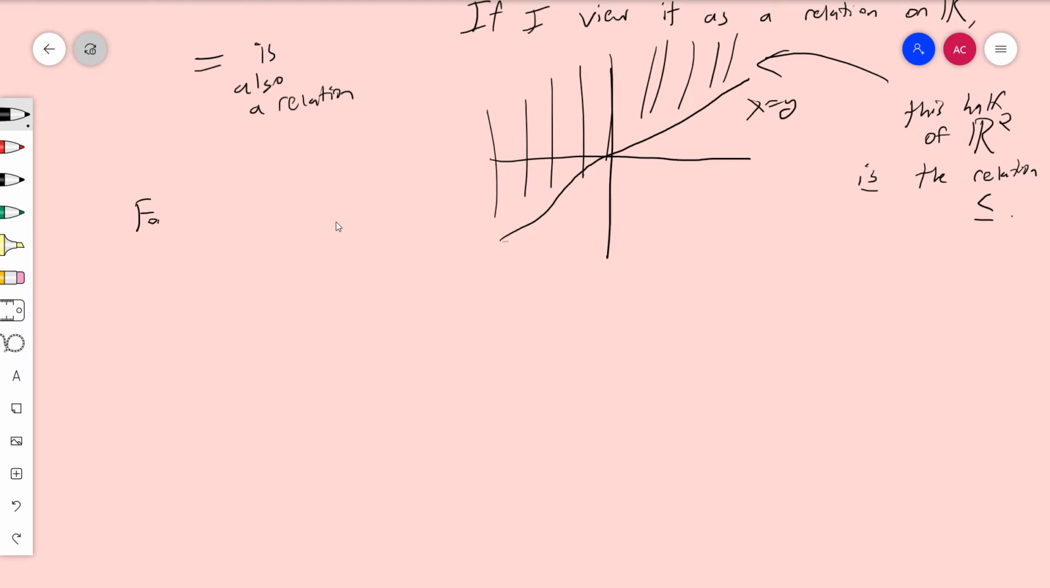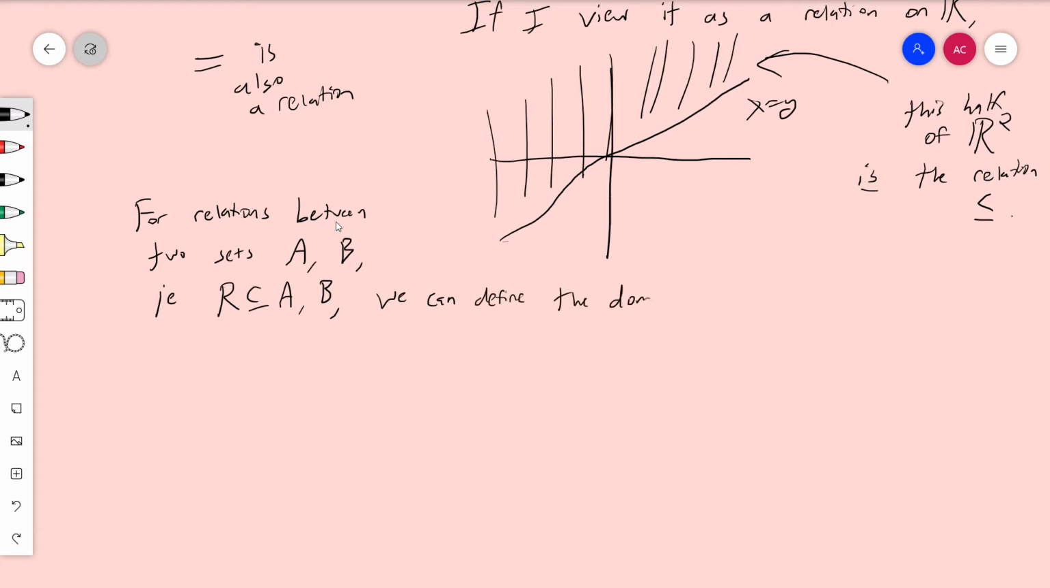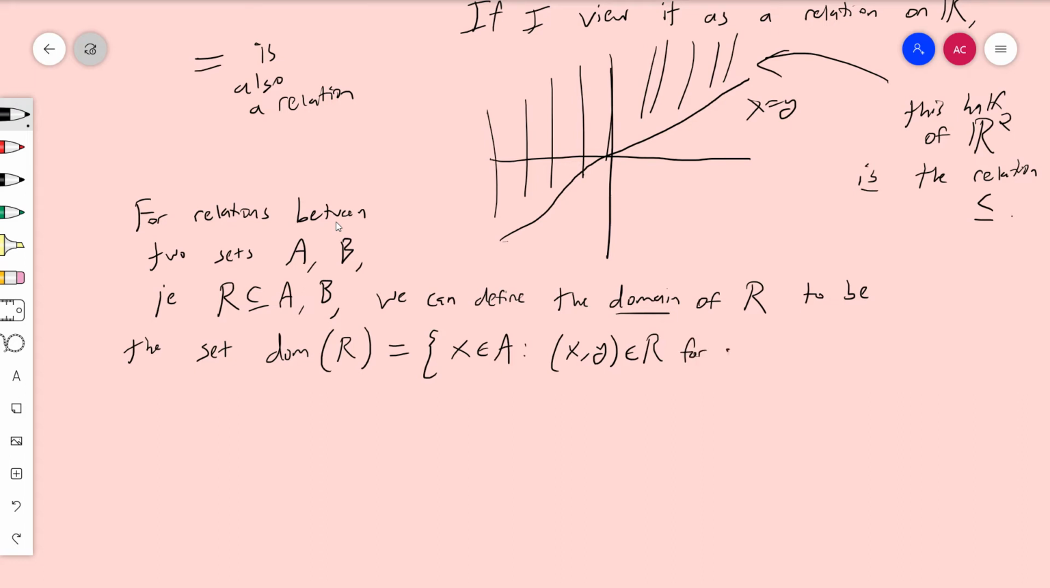So for relations between two sets, A and B, we can define the domain of R to be the set, I'll denote it dom R, equal to the set of all x in A such that xy is in R for some y in B. So it's the set of all stuff on the left side of this pair. The set of all left entries of pairs.